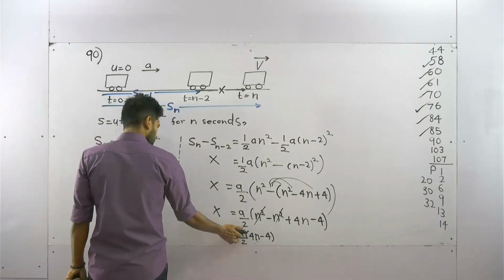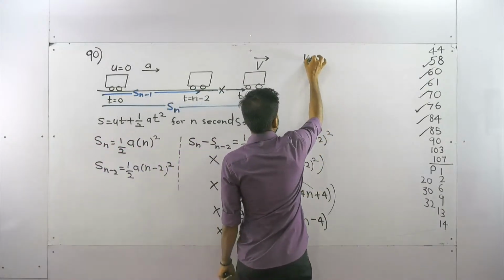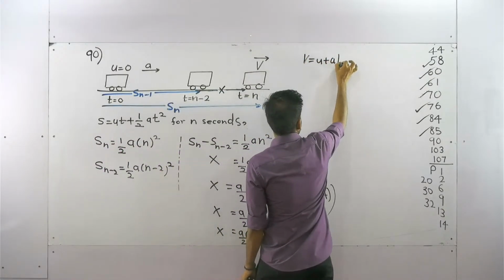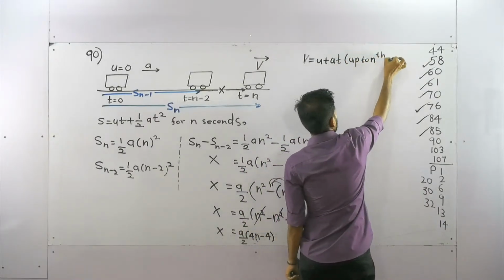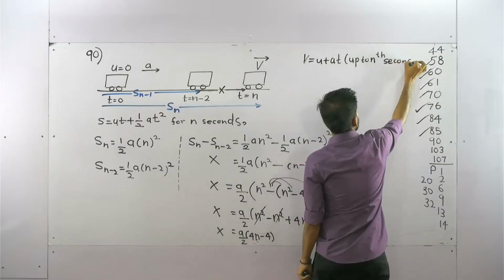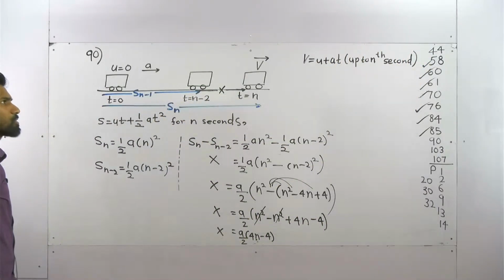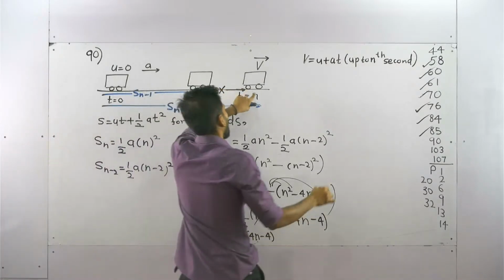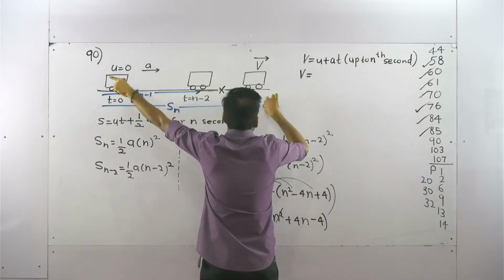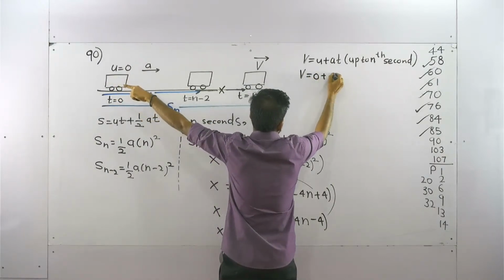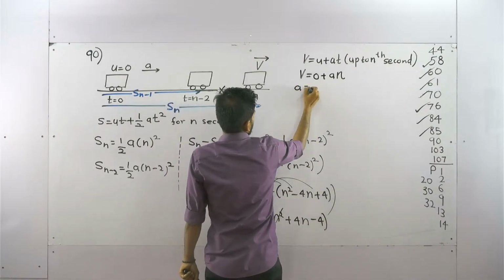You have A, but you can simply apply V equals U plus AT up to the nth second. After the nth second, at the nth second, velocity is V. Initial velocity is 0. Time is n. V is equal to A n. So, A is equal to V over n.